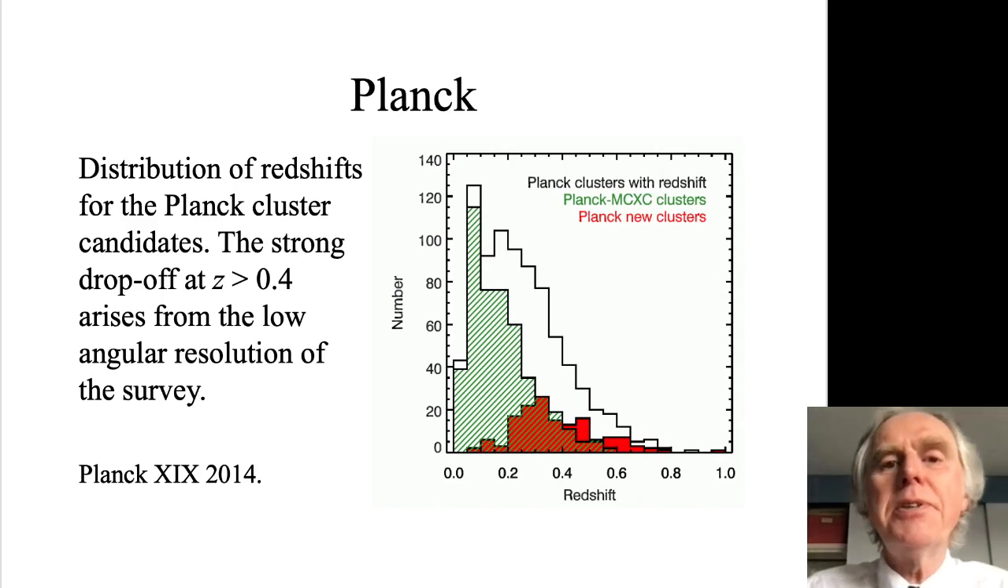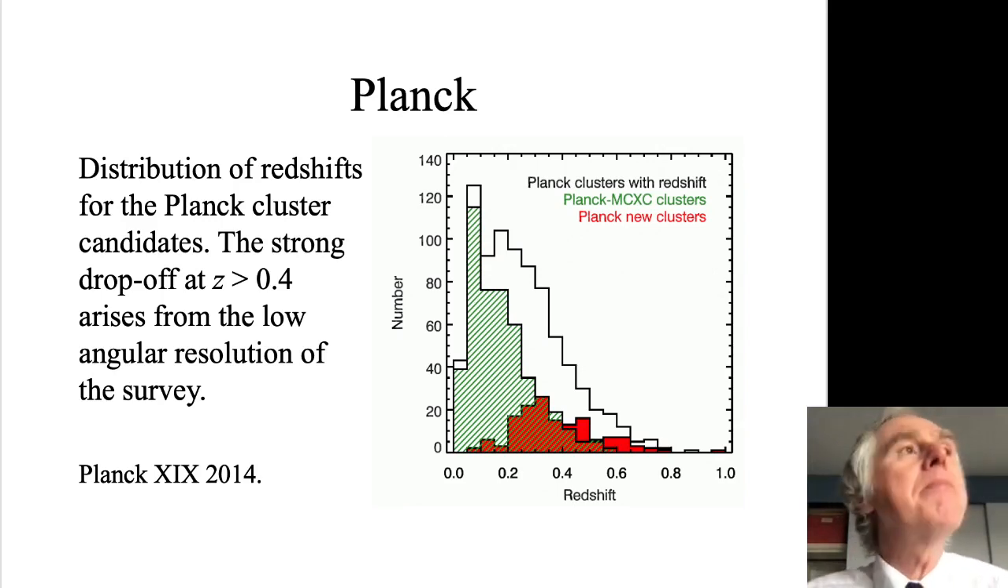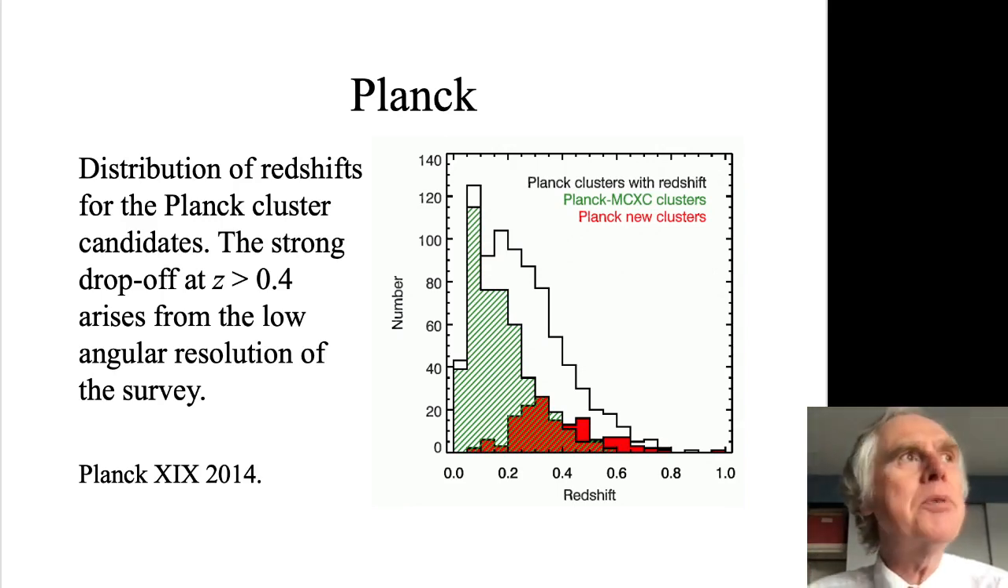I wanted to put this slide in to show that the Planck cluster candidates drop off very strongly in number as you go to higher redshift. You can't rely on Planck to find your favourite cluster at redshift 0.8, for example. The reason for that is that the Planck beam was simply too big. The clusters only fill a small fraction of the beam, and so the signal you see on the sky tends to become dominated by the background, the microwave background outside the cluster, rather than the shadow signal coming through the cluster.